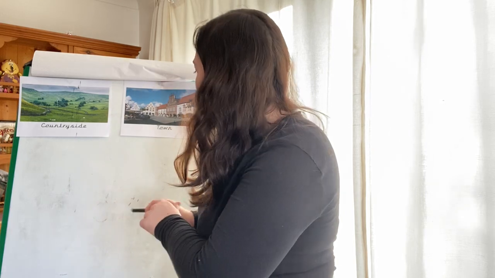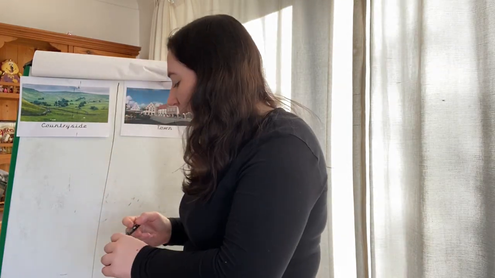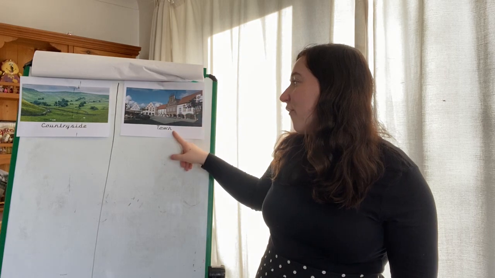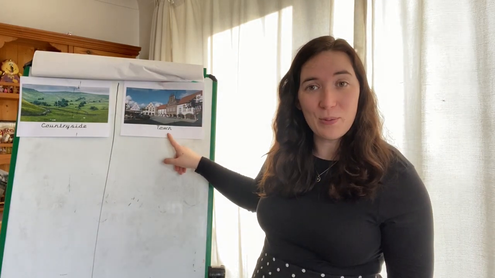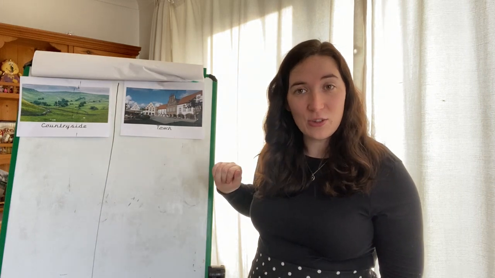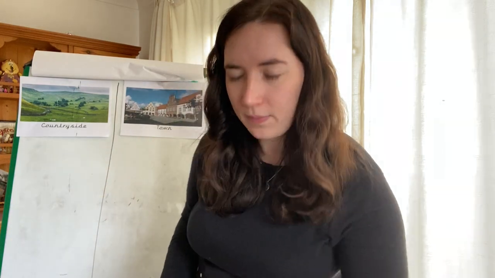So I'm going to draw a line down the middle. And on this side, we're going to put everything to do with the country. And on this side, we're going to do everything that has to do with the town. So this side is going to be the countryside and this side is going to be the town. And if you get stuck, you can just have a look at the pictures at the top. So I've got my pile of pictures to sort. Will you help me? First one, let me get my blue tack ready.